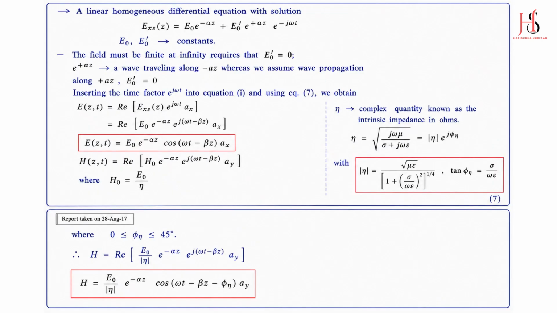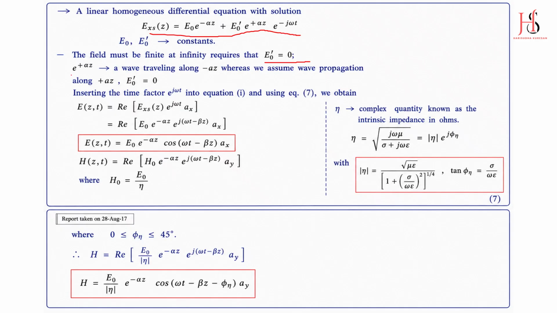Now we'll see what the solution of this linear homogeneous differential equation looks like. Ex(z) is equal to E naught e to the power of minus γz plus E naught dash e to the power of plus γz, times e to the power of j omega t. Here E naught and E naught dash are constants. The field must be finite at infinity, which requires E naught dash to be equal to 0.